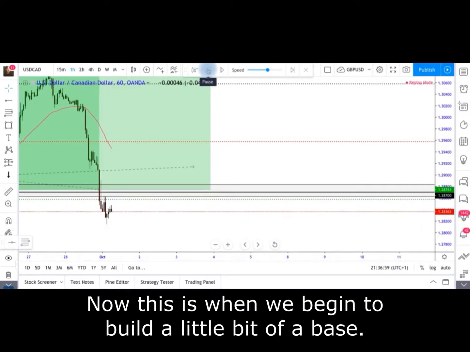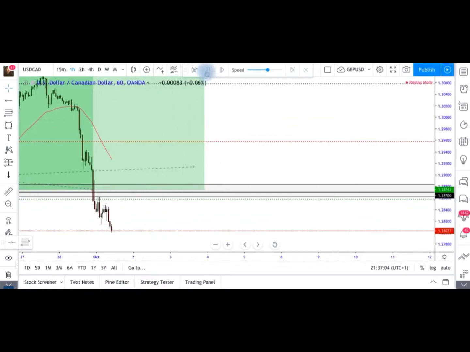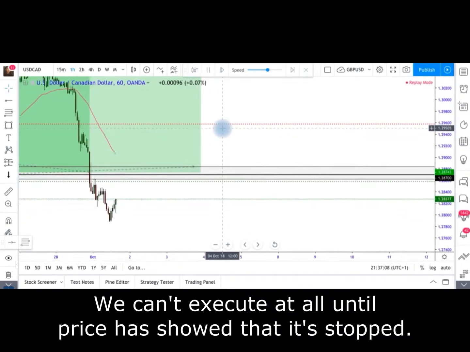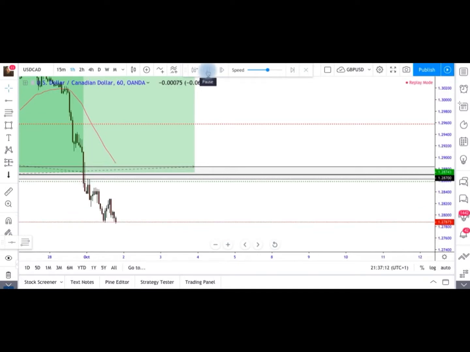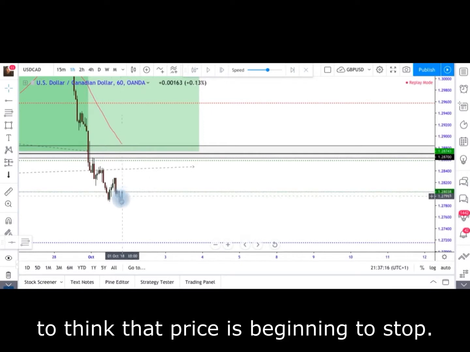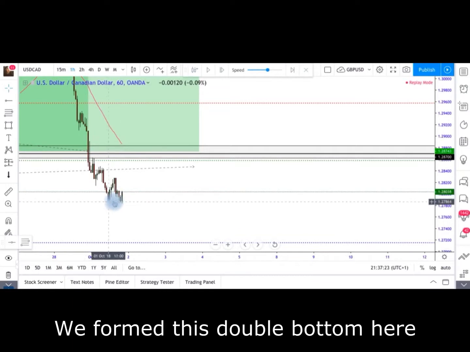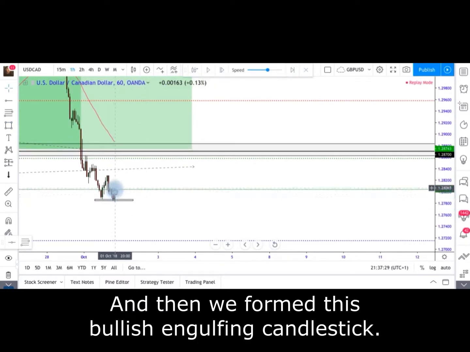Now this is when we begin to build a little bit of a base. We can't execute at all until price shows that it's stopped. Now at this point here, I'm beginning to think that price is beginning to stop. We formed this bullish engulfing candlestick on the hourly. We came up, we came back down. We formed this double bottom here, which is this region here. And then we formed this bullish engulfing candlestick.